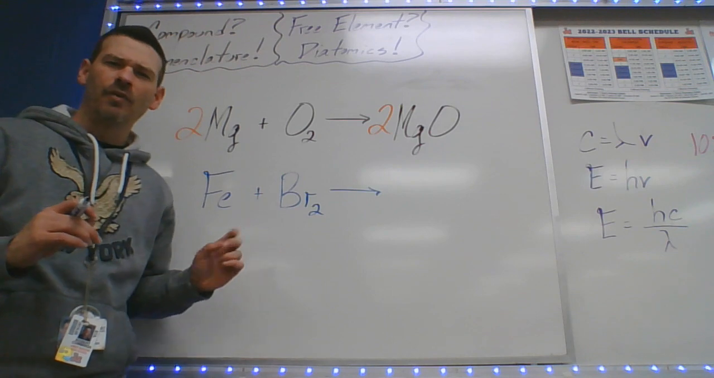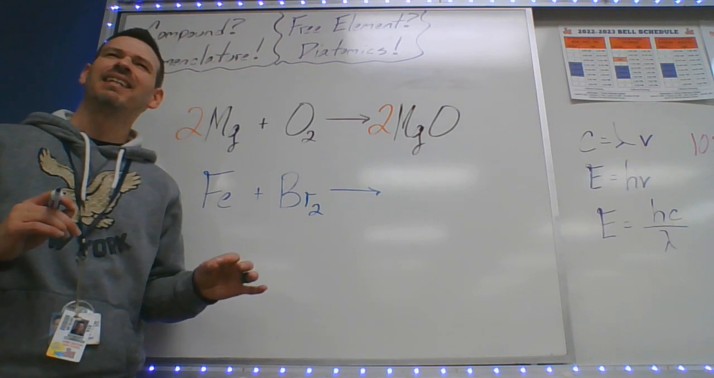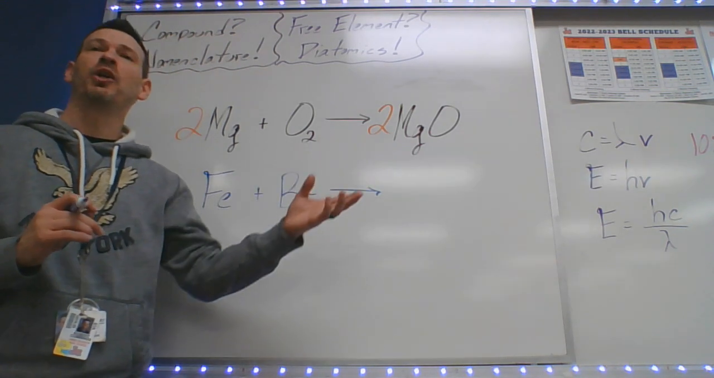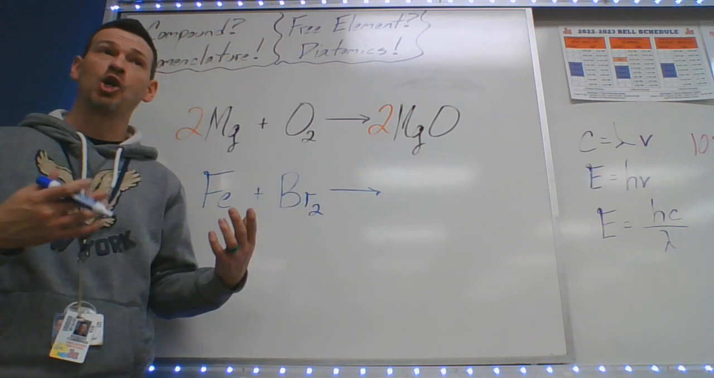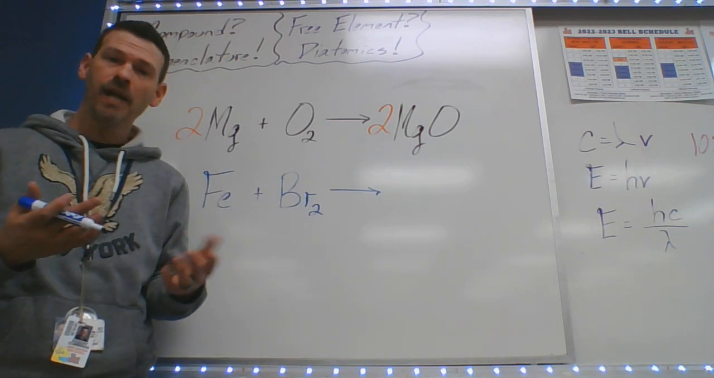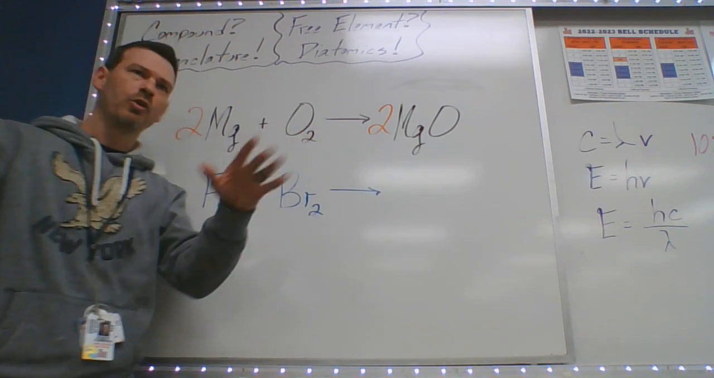I didn't write down the Roman numeral because technically it doesn't belong there. It is essential info because iron can have multiple charges, which could be important on the other side. But whatever, if you wrote the Roman numeral, it's fine.